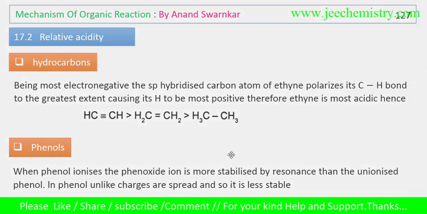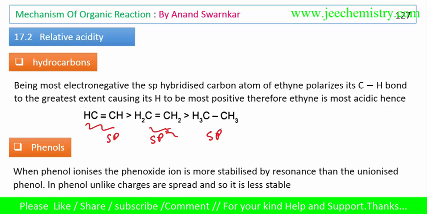Till now we have learned the basics of acidic strength, and the basic questions to decide the basic strength. Now we will learn some complicated questions. This I have already explained: this is sp, this is sp2 hybridized, this is sp3 hybridized. So this will be more acidic than this, then this.